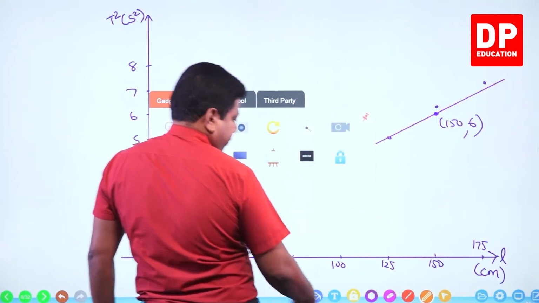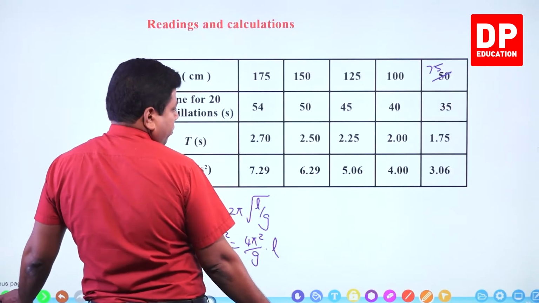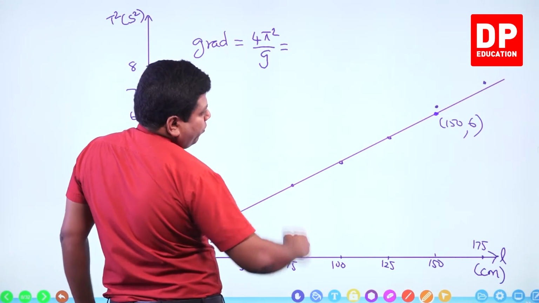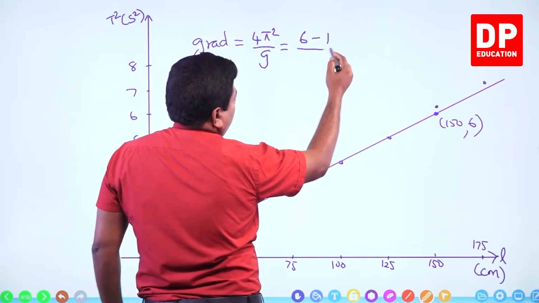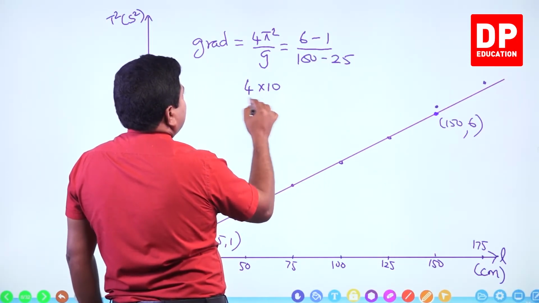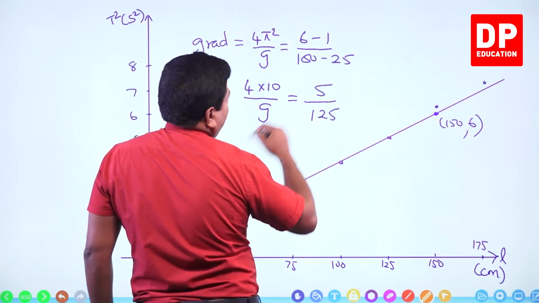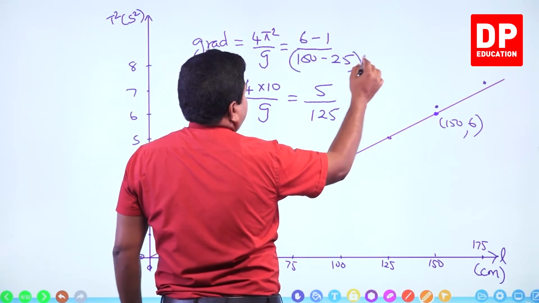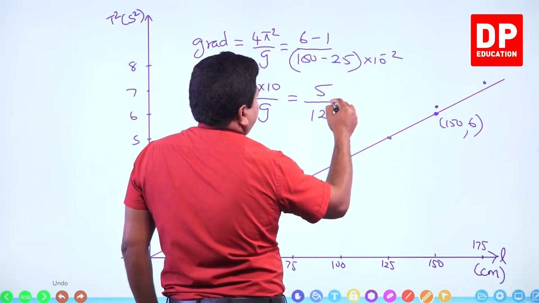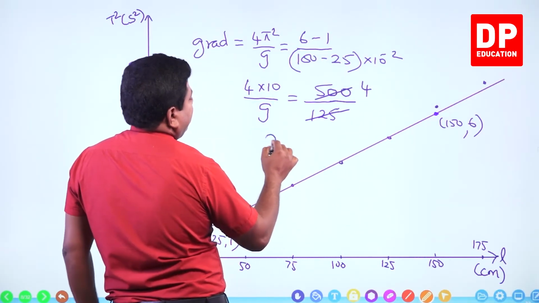Let's take the gradient. Gradient has to be 4 pi square over g, which is equal to 6 minus 1 over 150 minus 25. Pi square, let it be 10, g, equals 5 over 125. This is in centimeters, so multiply by 10 to the power minus 2. 10 to the power minus 2 means I can take it up and put it as 500. So if you cancel, this is going to be 4. 4 and 4 cancel, you get g equals 10.